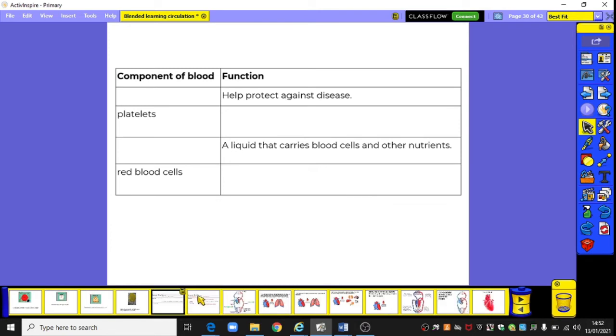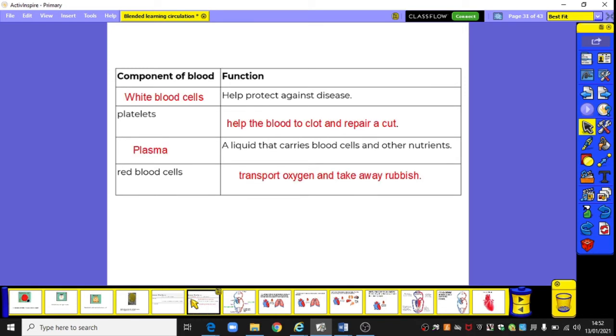Okay, so hopefully you've been able to do this successfully. Get yourself a different colour pen and tick the definitions that you've managed to insert or the component of blood that you've labelled. So white blood cells are those that help protect us against diseases. Platelets help the blood to clot and repair a cut. Plasma is the liquid that carries the blood cells and other nutrients, and red blood cells transport oxygen and take away rubbish.